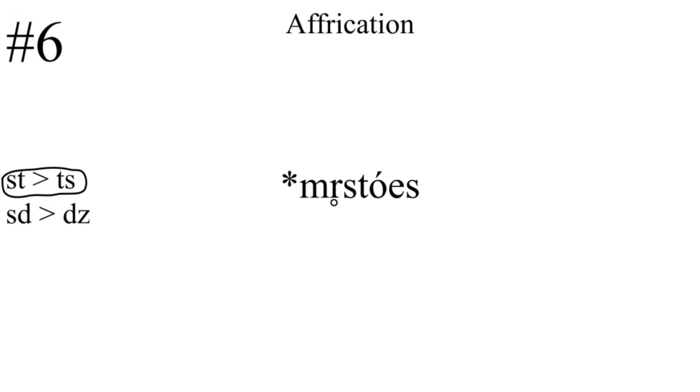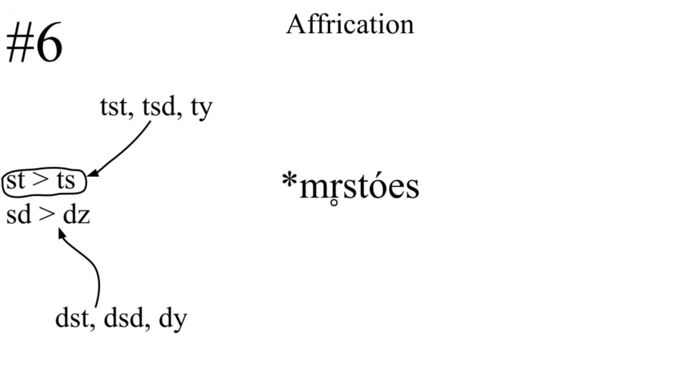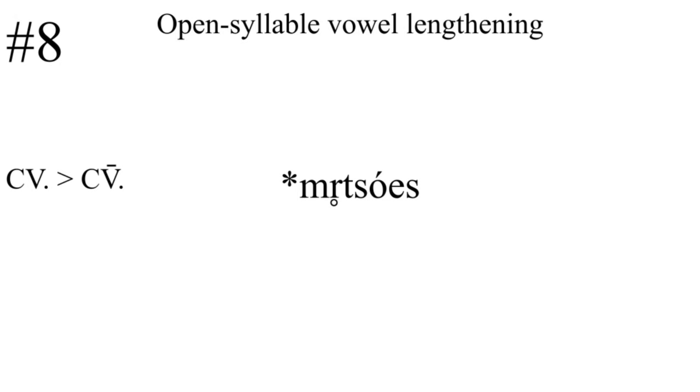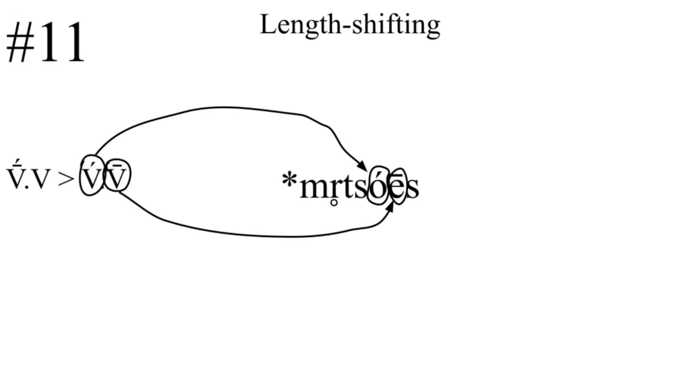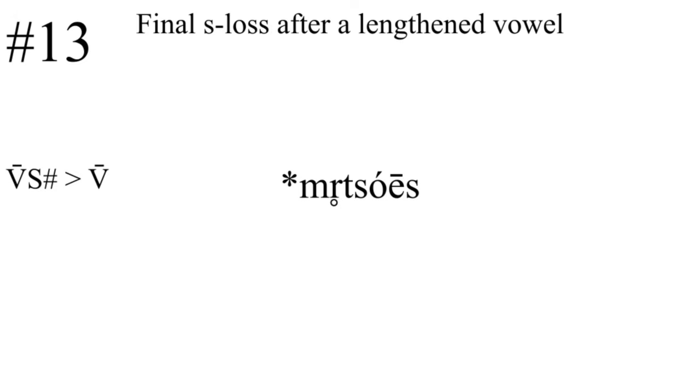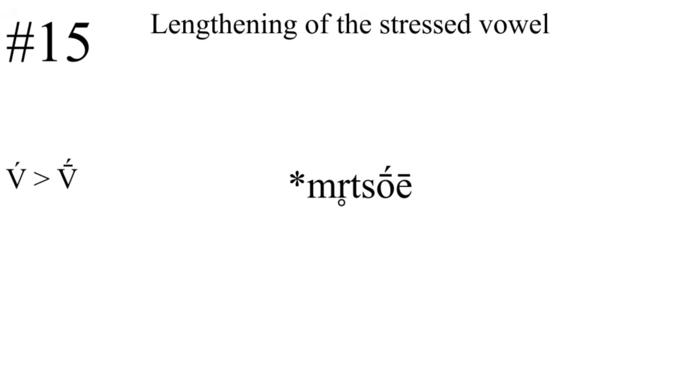Rule number 6. Sta and a bunch of other consonant clusters all shortened to tsa. Mrtsoes. Rule number 8, vowels lengthen at the end of a syllable in open syllable. Mrtsoes. Rule number 11, length moves from a stressed syllable onto a following short, unstressed syllable. Mrtsoes. Rule number 13, S disappears at the end of a word when it comes after a long vowel. Mrtsoe. Rule number 15, stressed vowel lengthens.